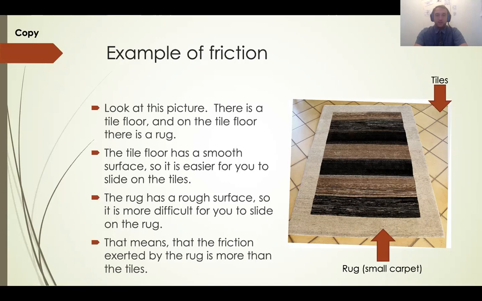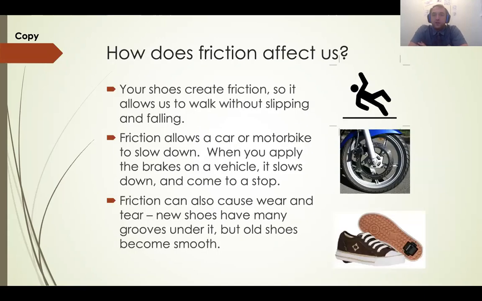Okay, let's continue. How does friction affect us? Well, let's look at the examples there. Your shoes create friction, so it allows us to walk without slipping and falling. If you notice at the bottom of shoes, it's rough, it's not smooth, okay? The reason for that is it creates more friction to protect you from falling and hurting yourself.